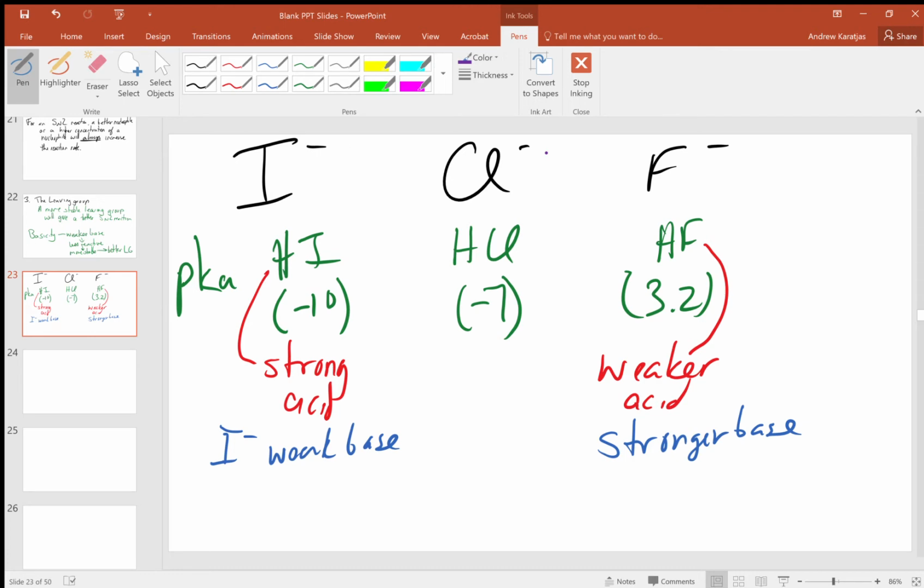If it's a weak base, it's going to be a good leaving group. F minus comes from a weaker acid and is therefore a stronger base, so it ends up being a very poor leaving group.